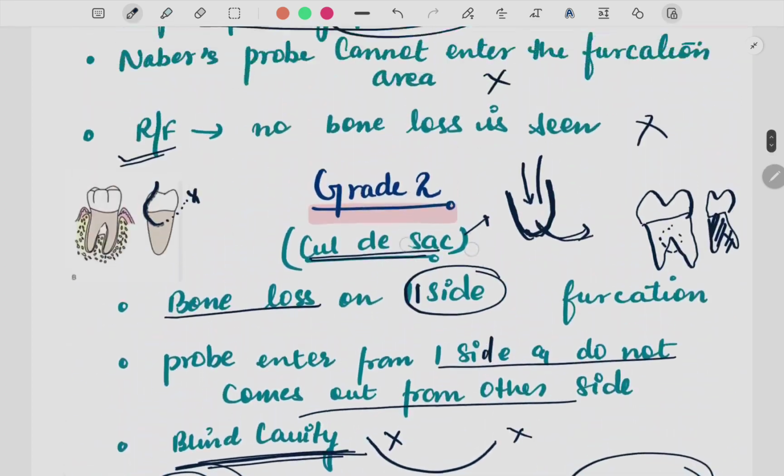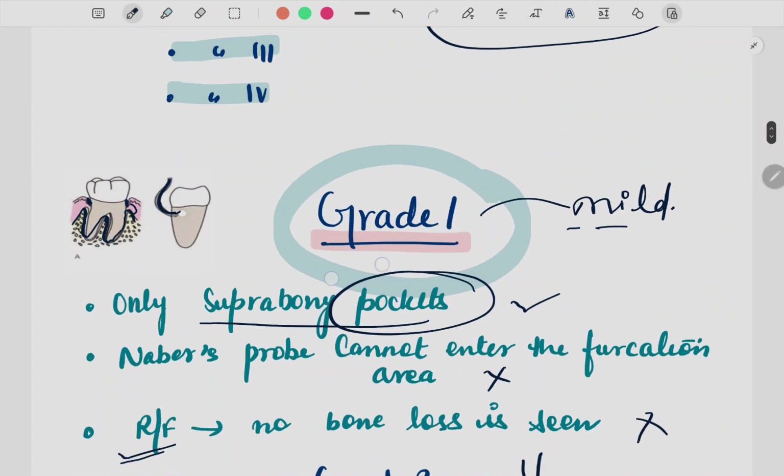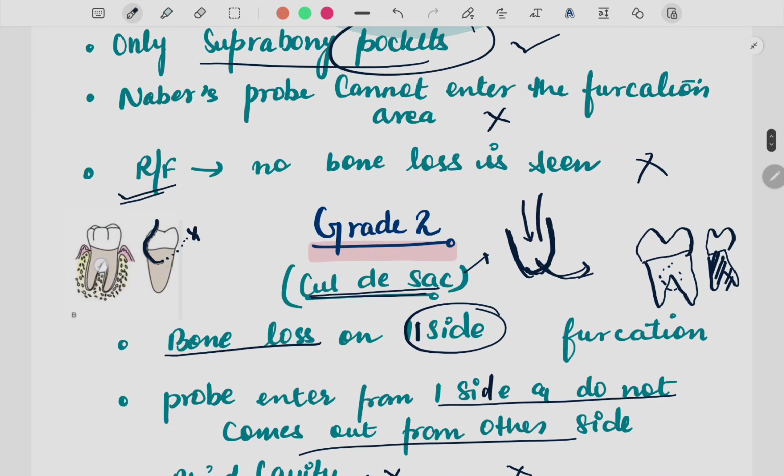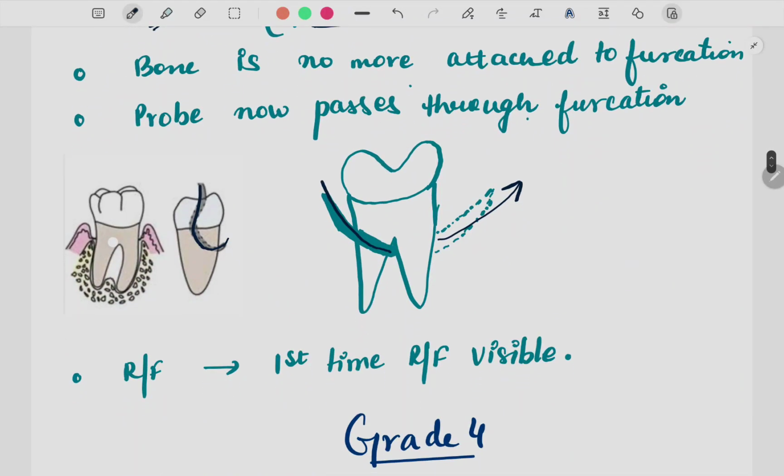Also see the level of bone in every picture. In the first picture there was intact alveolar bone. Then there was a little bone loss which was seen here. Then in grade 3, as the severity is increasing, the bone loss has also increased, and this is the reason, because the bone loss has increased, the probe now has a chance to go inside from here and come outside from here.